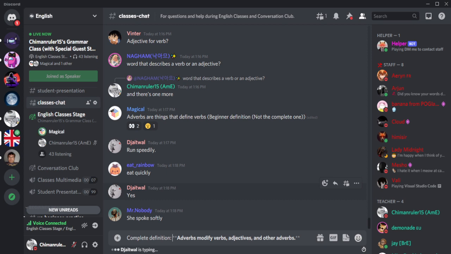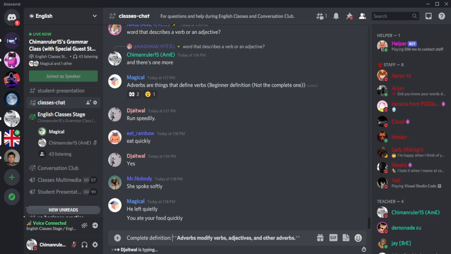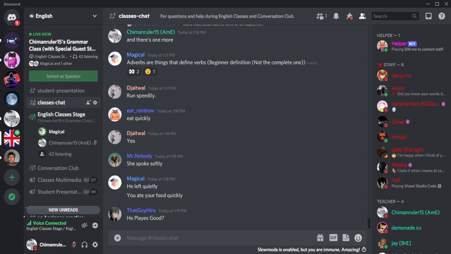So, adverbs are basically defining and giving more information about verbs, such as she spoke softly, like he left quietly. You ate your food quickly. Yes, all of these are examples of adverbs. And in all of them, you can see that they are describing how the action was. We will talk about these more later, but that's the first thing.